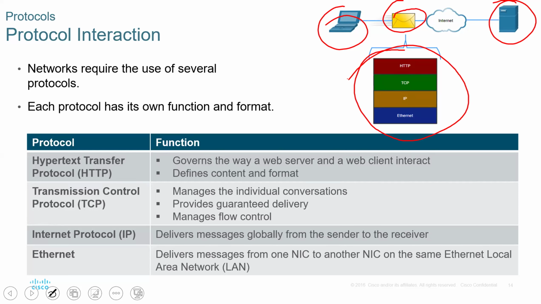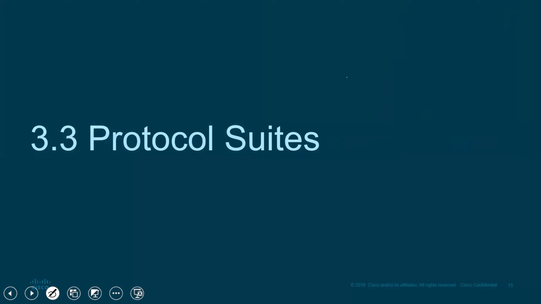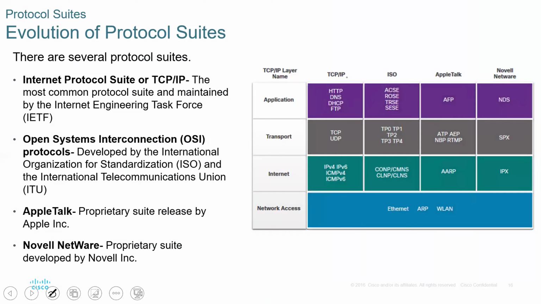All these protocols are playing a key role when a single message is sent. Why? Because each one of them has its function. They have the role that they play, all right? And we are going to see the roles that all these protocols play. To understand the role, we need to understand the concept of protocol suites. Now, how did the protocol suites come about? There are several protocol suites, okay? There are several of them.